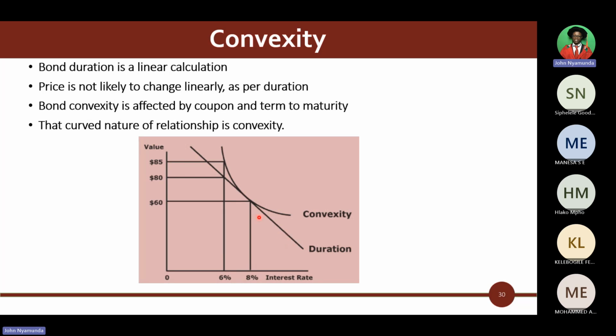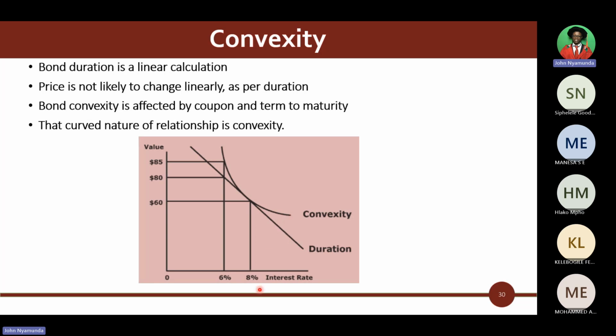So when we're calculating this duration, if you plot it, it will give us a price which goes down in a straight line. But in actual fact, the price of bonds doesn't go down in a straight line like what we'll find using our duration formula. It is a curvilinear change in price.